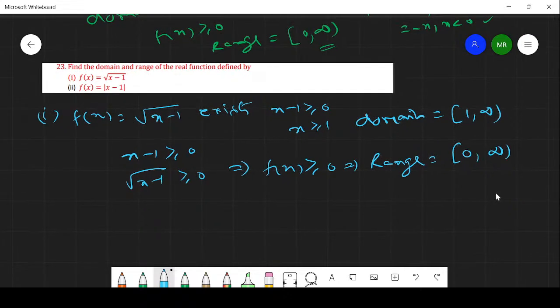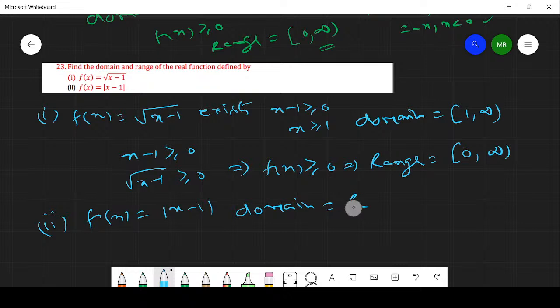This is the second one. If they are asking f of x equal to mod x minus 1, again think, there is no restriction here. I can substitute any number here. So I can write here, domain is equal to, in this problem, any number I can substitute, domain is equal to R, the set of real numbers.